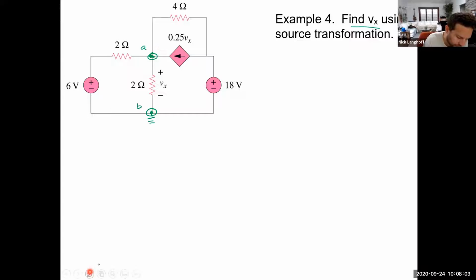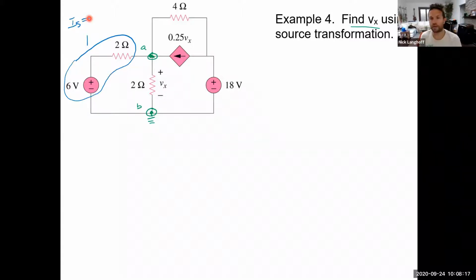We have a 6-volt source in series with a 2 ohm resistor. And so we can transform that into a current source in parallel with a 2 ohm resistor. Remember, if you're converting from voltage to current, you're using Ohm's law: take the voltage, divide it by the resistance, and you'll get the current value. So that's going to be 6 volts, the 6-volt source, Vs, divided by the 2 ohm resistor, which is 3 amps.